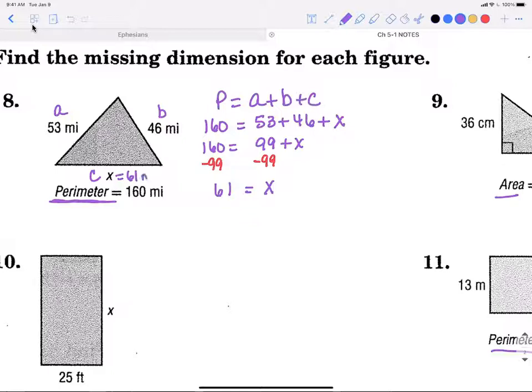Miles. Okay, so X here, turn it around here. X equals 61 miles. Now, what should happen if we check this is that if we add our A, B, and C now, if we add 53 plus 46 plus what we found for our missing side of 61, we should get the perimeter of 160, and we do.